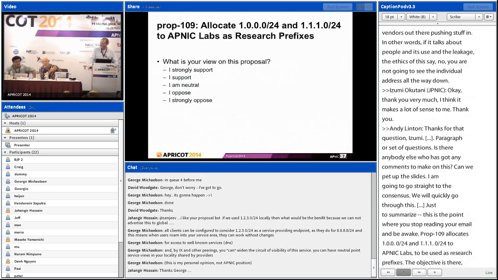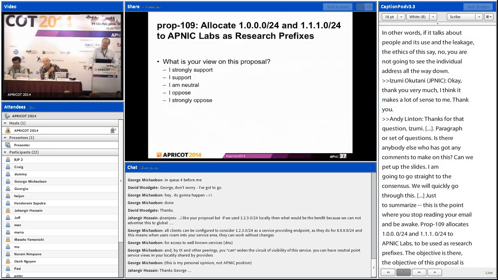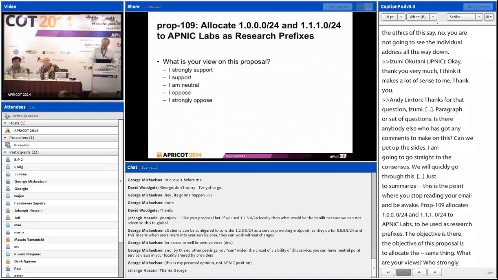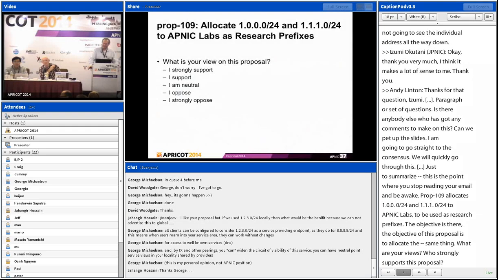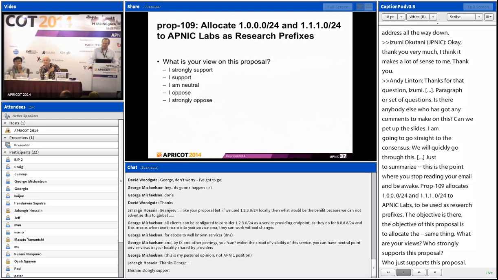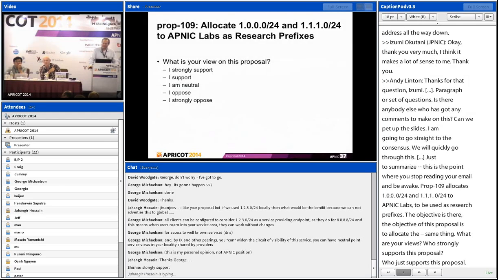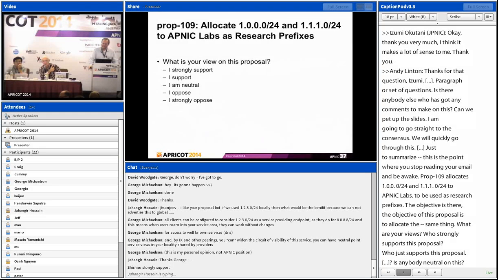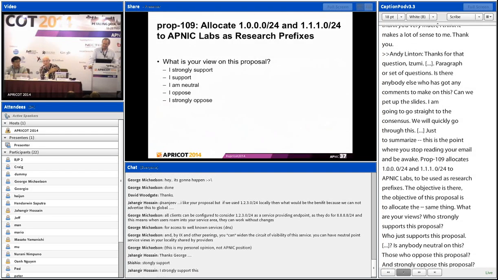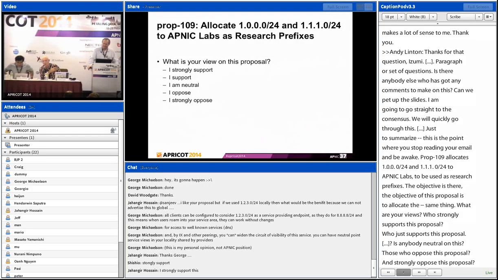So what are the views? Who strongly supports this proposal? Okay, and who just supports this proposal? And is anybody neutral on this? Okay, and those who oppose this proposal? And strongly oppose this proposal? Okay, so I'm not seeing any negatives here. I'm not seeing anybody who's saying they think this is a really bad idea or anything like that.